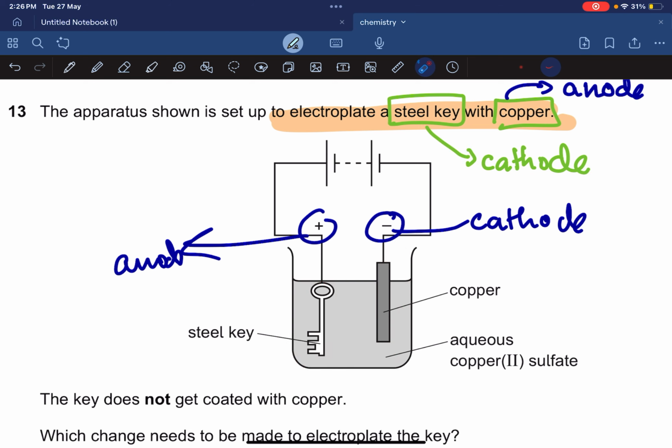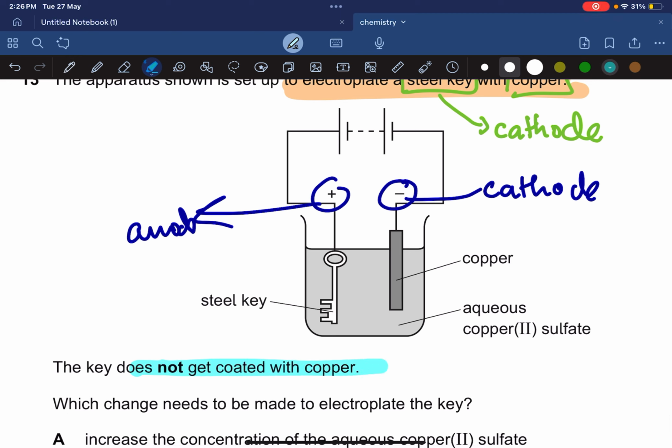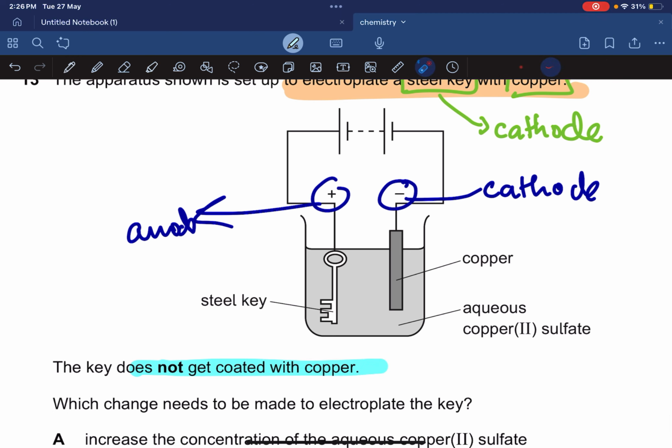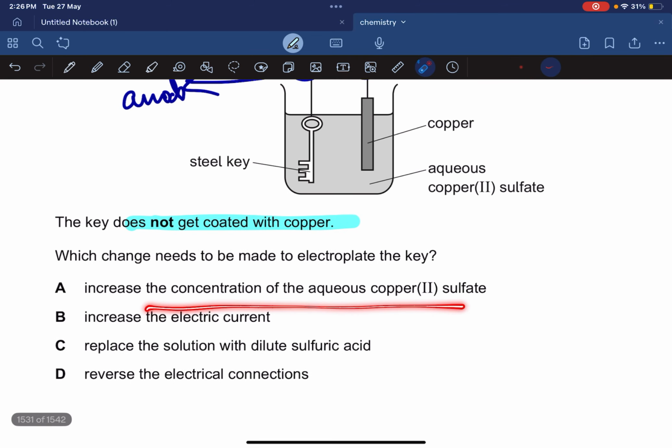I don't know why that's incorrect, but let's see what the question says. The key does not get coated with copper. Okay, that should be the case because they have just placed it the wrong way. Which change needs to be made to electroplate the key? Increase the concentration of aqueous copper sulfate. That's not going to work.